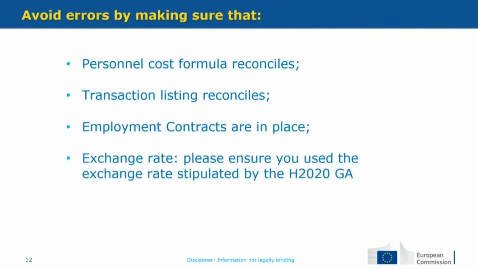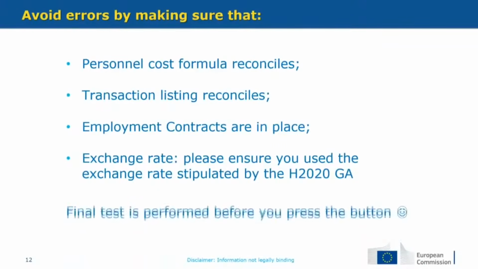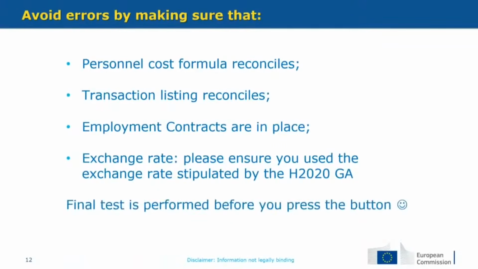Also for the audit, and this you will receive anyway a list of documents to prepare for the audit in advance. And one last part, basically here, exchange rate, to ensure that the exchange rate stipulated by the Horizon 2020 grant agreement is calculated, because you have to use a specific exchange rate. Of course, before you press the button, you do all these final checks.